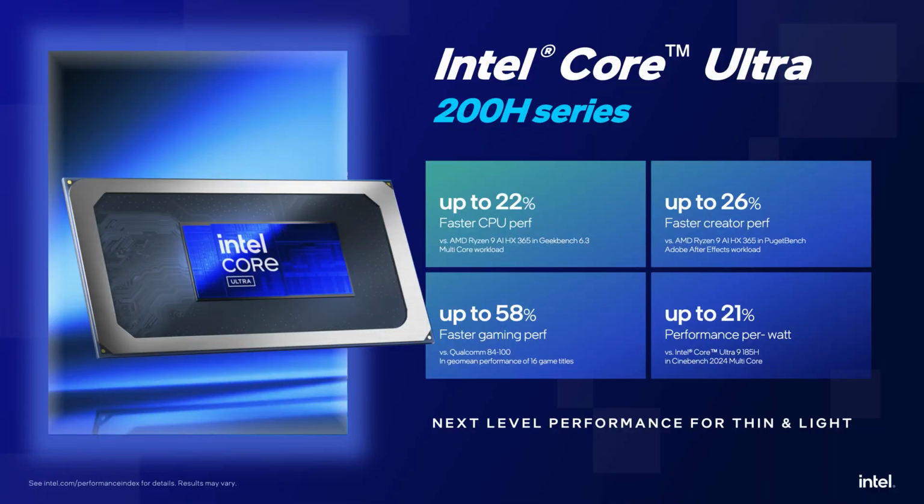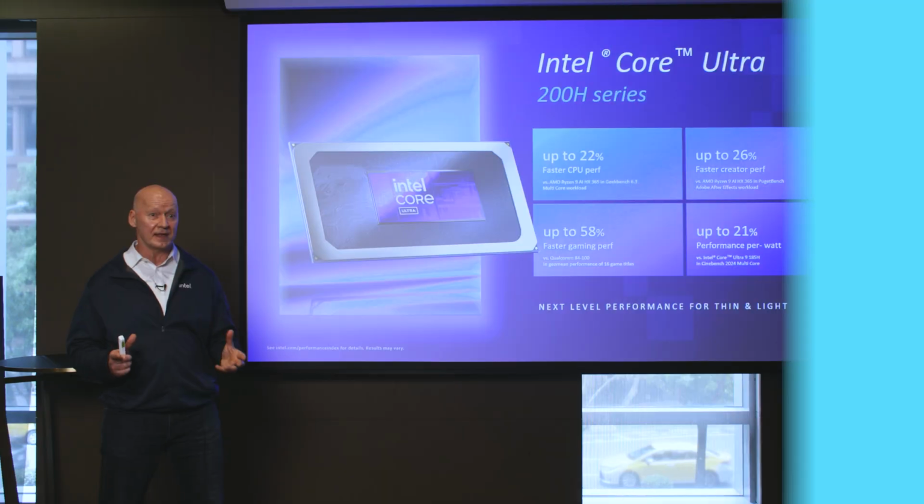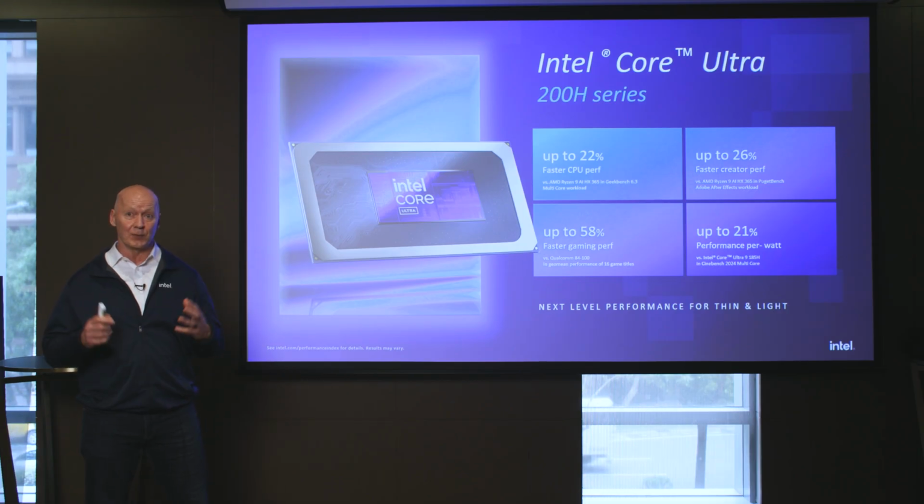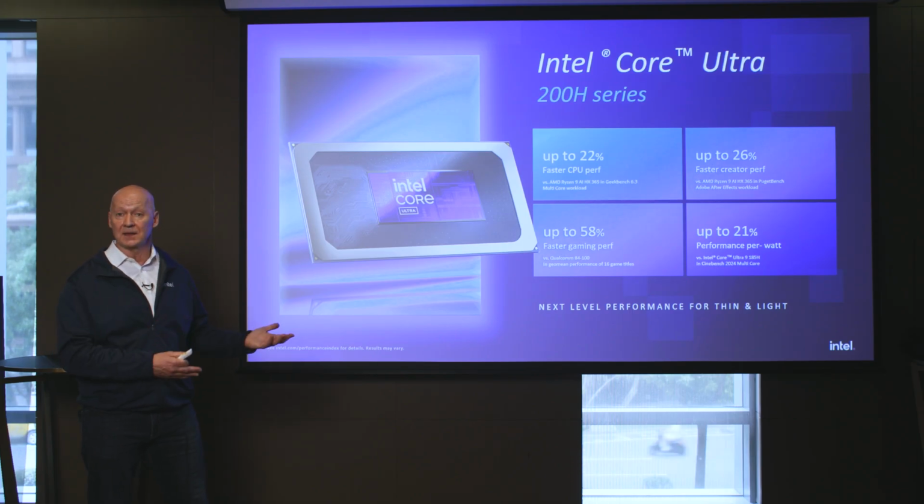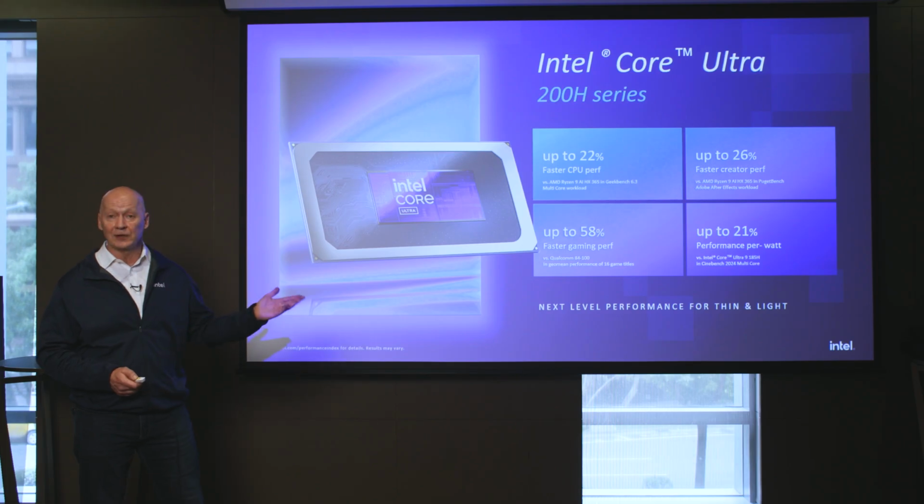So our 200H series for consumer class products delivers up to 22% better, faster CPU performance, up to 26% faster creator performance than the competition, up to 58% better gaming performance, because one of the things we did with the 200H is we really improved that built-in graphics. So people who like to play AAA games can do so on a system that doesn't have a discrete card using our 200H based systems. And finally, we're delivering up to 21% better performance per watt.